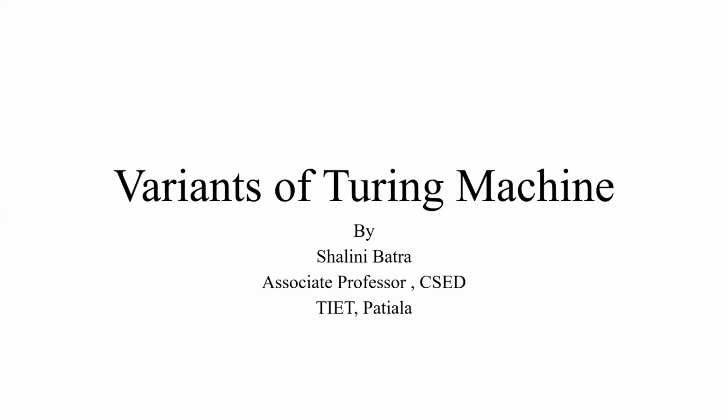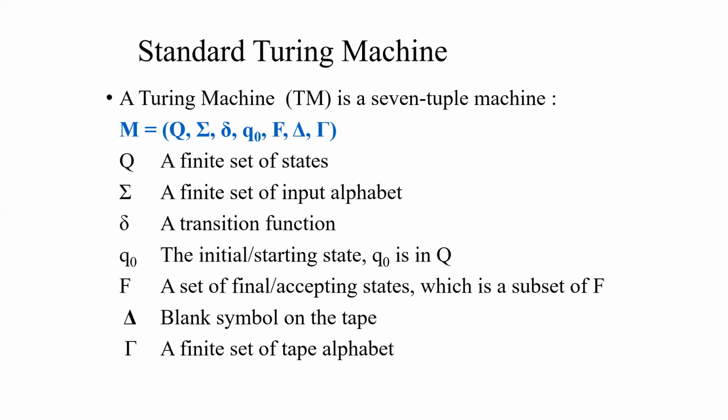So the first thing which I am discussing right now is variants of Turing machines. Now, as we all know, in the earlier classes we have discussed that a standard Turing machine is a 7-tuple machine which has a set of finite states, set of input alphabets, transition function, initial or starting state, set of final or accepting states, a blank symbol on the tape, and a finite set of tape alphabets.